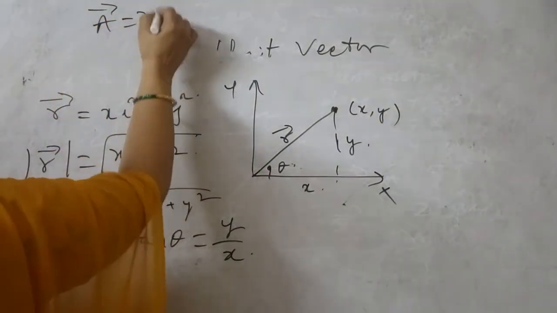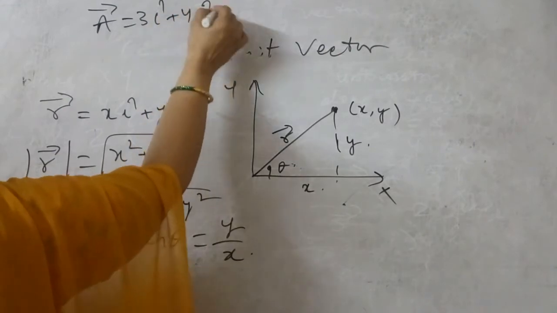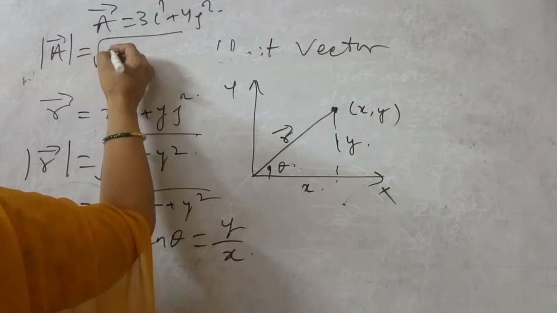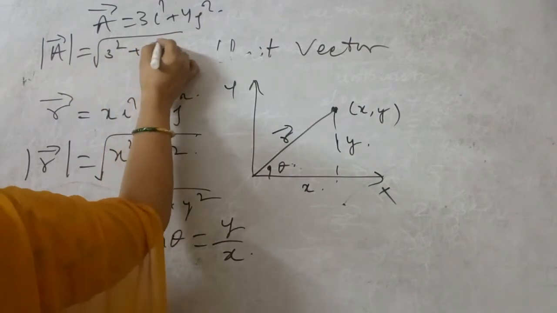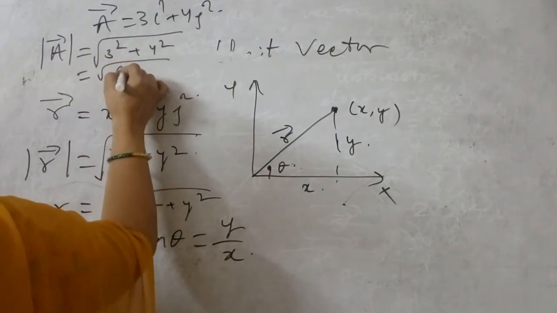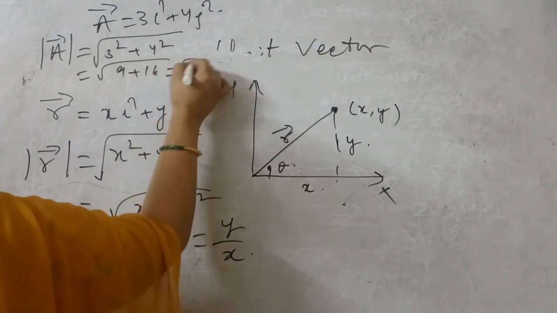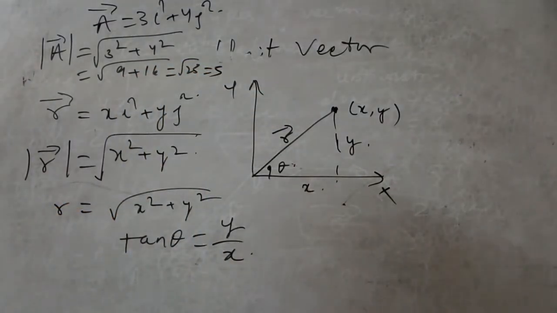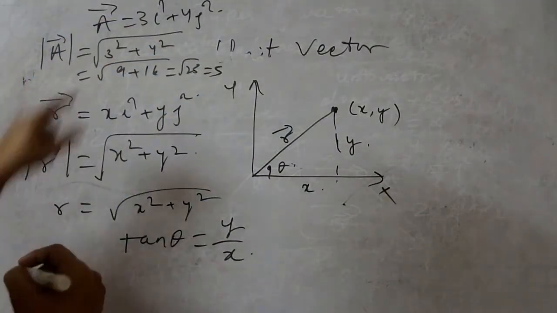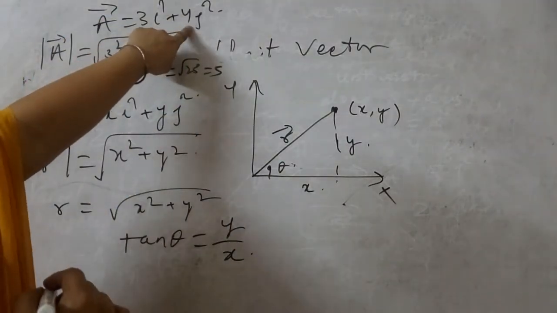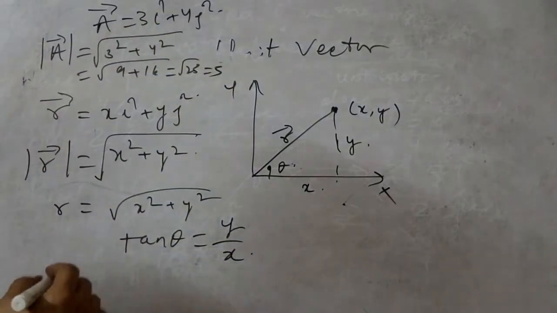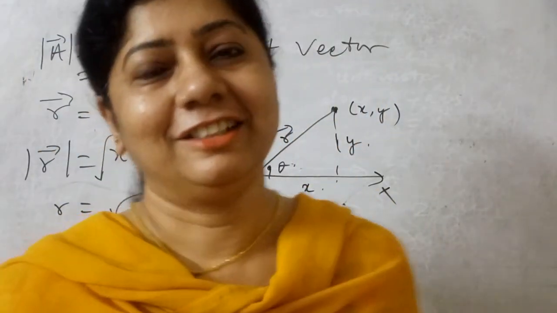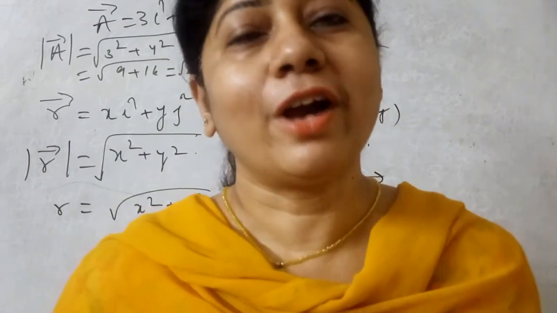Suppose you get a vector as equal to 3 i caret plus 4 j caret. Then the magnitude, you can very well write as 3 square plus 4 square, this is under root 9 plus 16, so this is 25, so it comes to just 5. And then what will be the angle? Tan theta will be, this is for y, so it is 4 by 3. So this is how you do with vectors. So you have to be very confident.